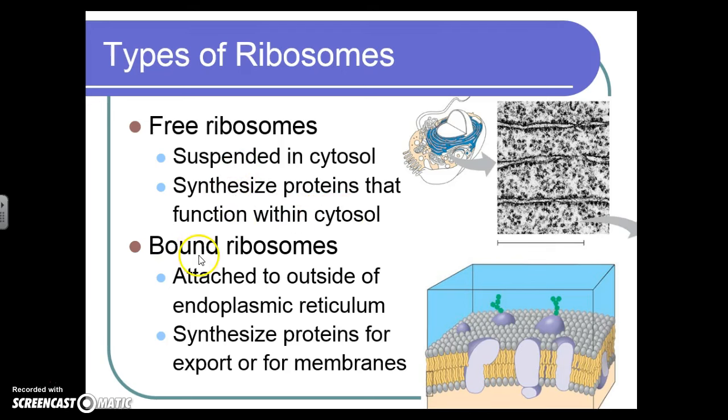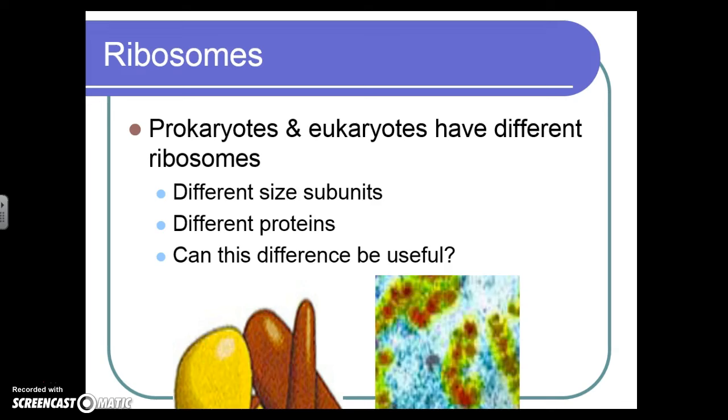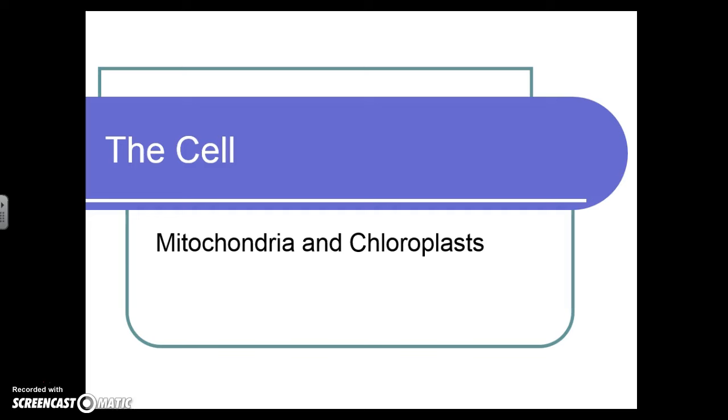Pro and eukaryotes both have them, different size subunits, but different proteins. Ultimately, looking at what the purpose behind them is, they're for the same functions of creating enzymes to work things out. Okay, looking at the overall structures of a pro versus eukaryotic. Okay, very, very similar. Looking at a couple other structures that have their own DNA that are very unique, those being the mitochondria and the chloroplast.